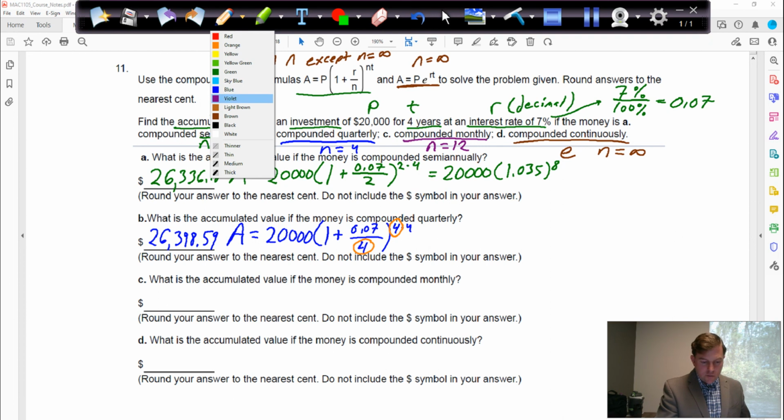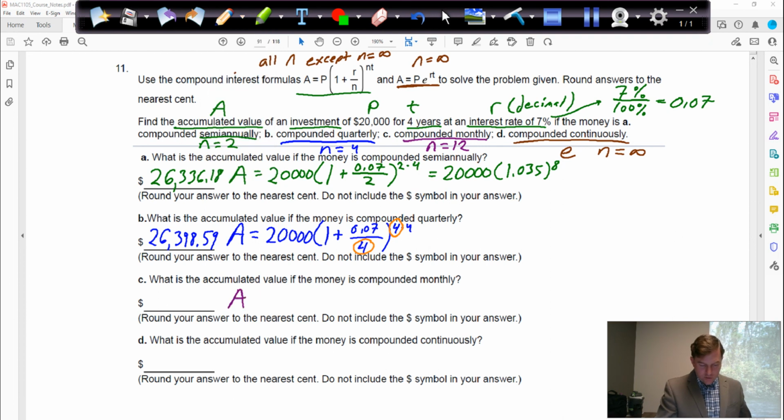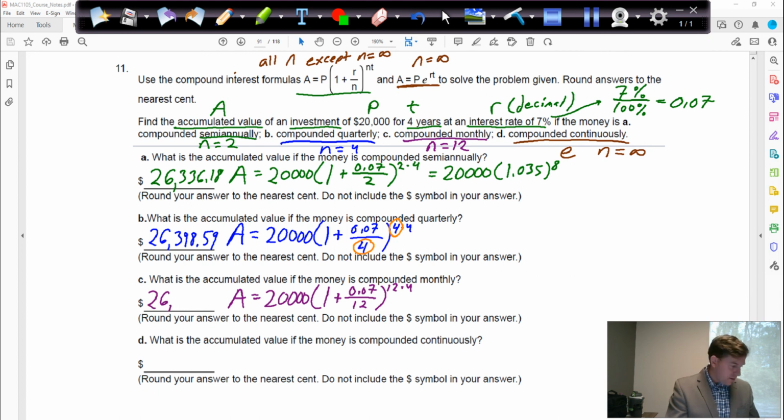Okay, then the last one, our future amount is 20,000 times 1 plus that same 0.07, but now it's divided by 12 because it's monthly, and then it's raised to 12 times 4. This one would be $26,441.08.